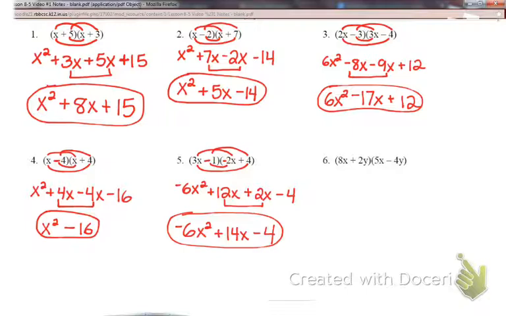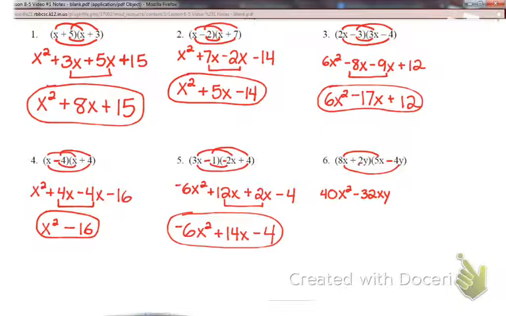And finally, with number 6, we had the introduction here of another variable, but we're still just going to follow our FOIL method. So let's start with our firsts. That's 8x times 5x. That's 40x squared. Outsides, okay, that's 8x times negative 4y. So 8 times negative 4 is negative 32. And then I'm also multiplying with the x and the y, so you just write it as minus 32xy.